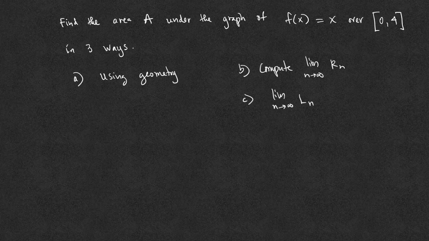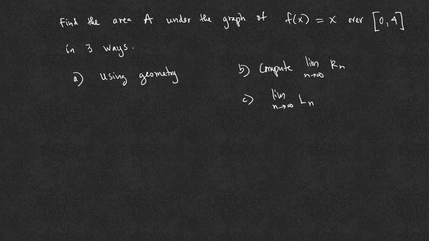Find the area A under the graph of f of x equals x, which is an identity function, over the interval 0 to 4 in 3 different ways. First, use geometry, then compute the Riemann sum using the left endpoint and the right endpoints.